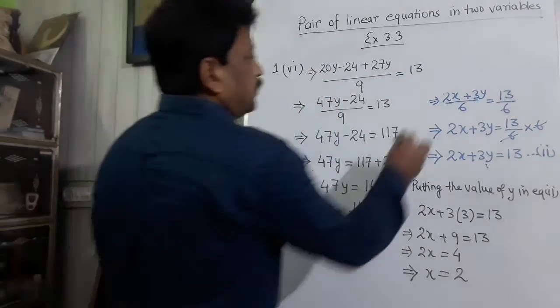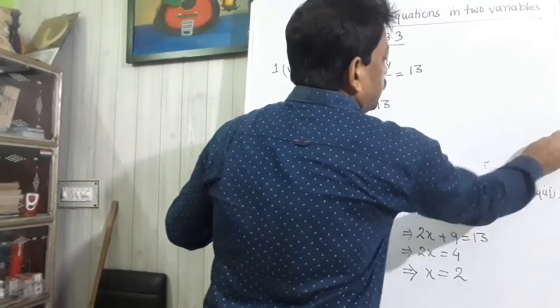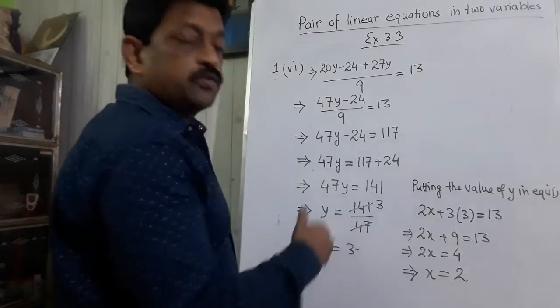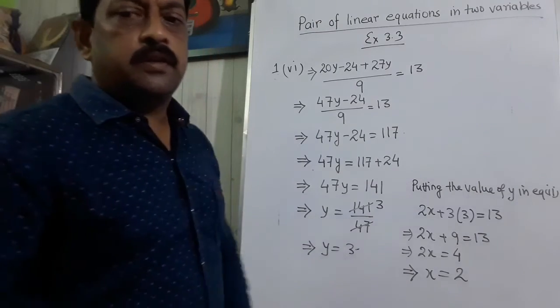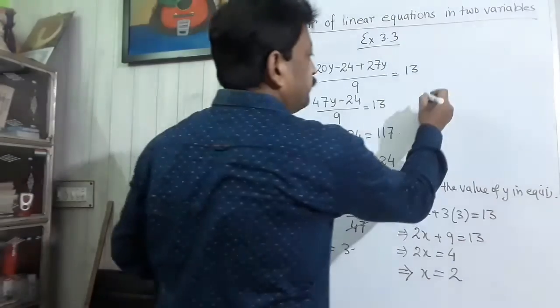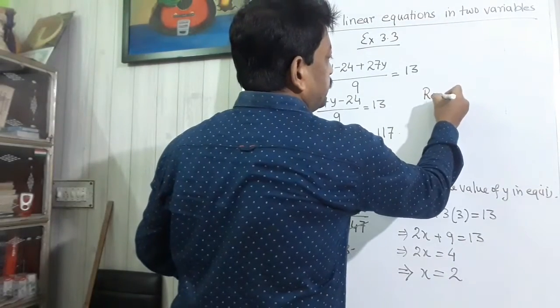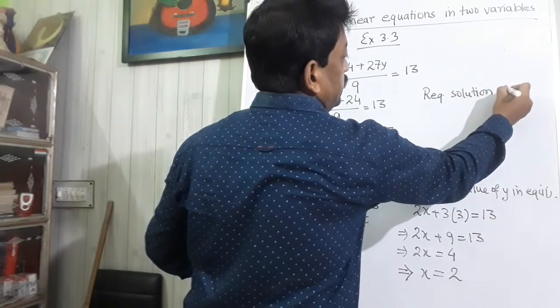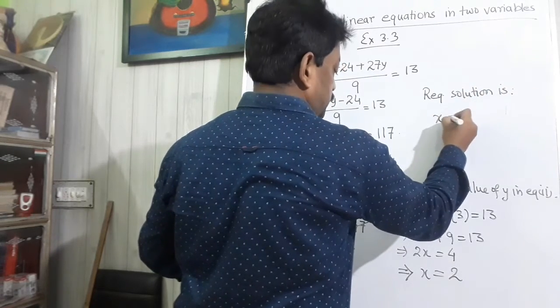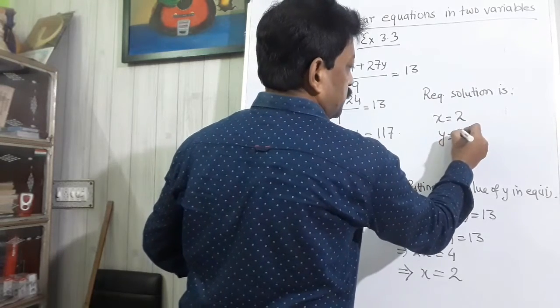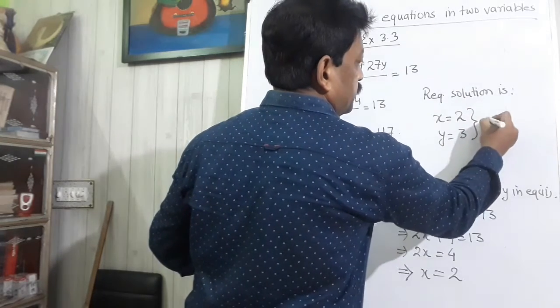So in this way we have to solve a pair of linear equations. Any kind of linear equation can be solved by using this substitution method. So finally we have to write down the answer. Required solution is x equals to 2 and y is equals to 3. Answer.